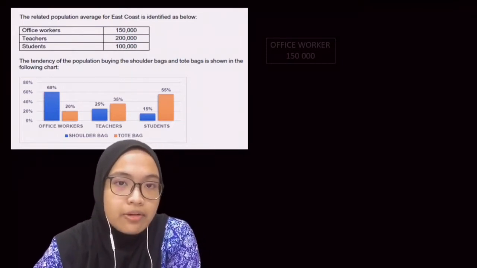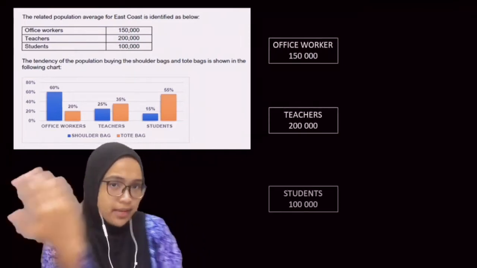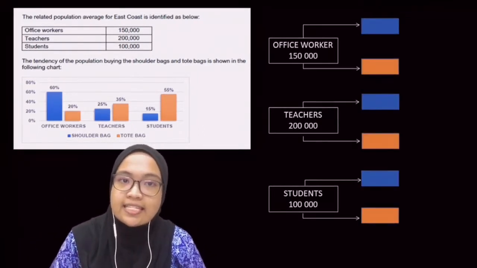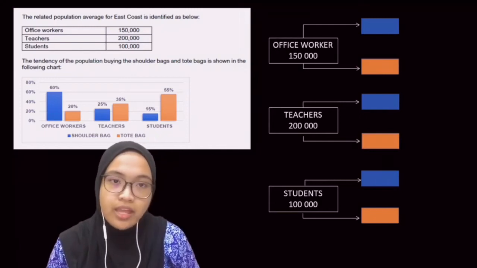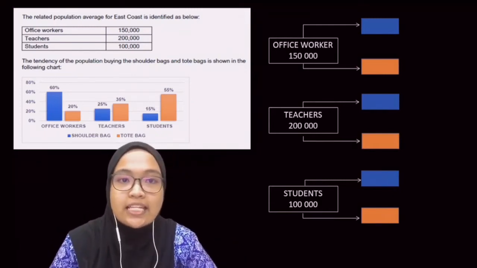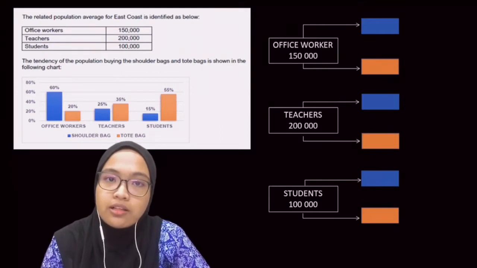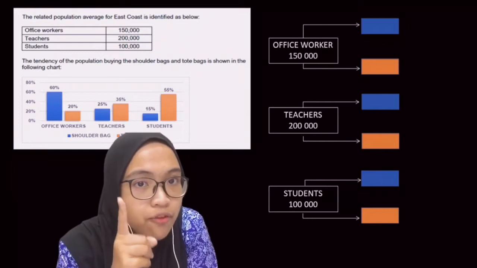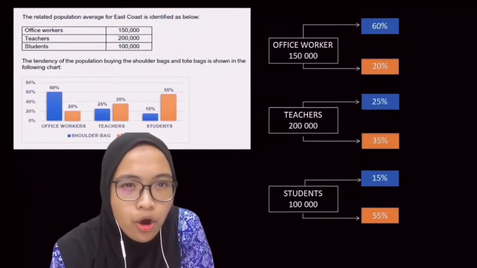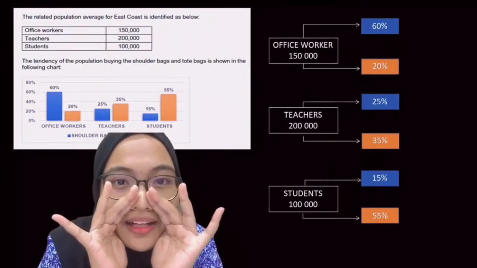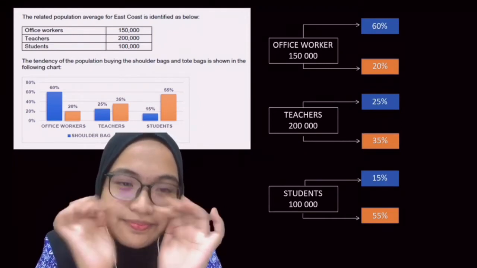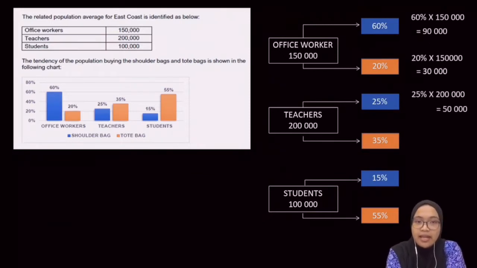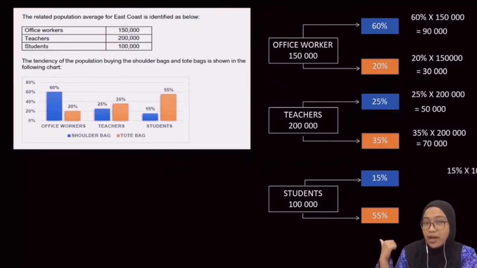We first take out the population information as it appears behind me. Then we take out information on the tendency of the buying population. The blue box indicates the shoulder bag and the orange box indicates the tote bag. Be careful in extracting information. Don't be careless or we will easily lose marks in the exam. Then we multiply that percentage by the population like the one behind me.